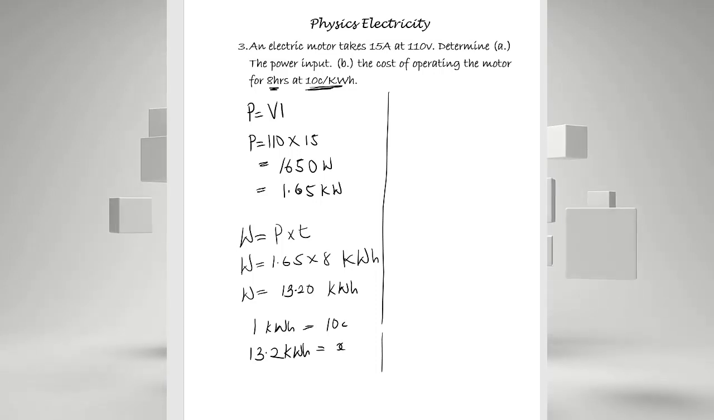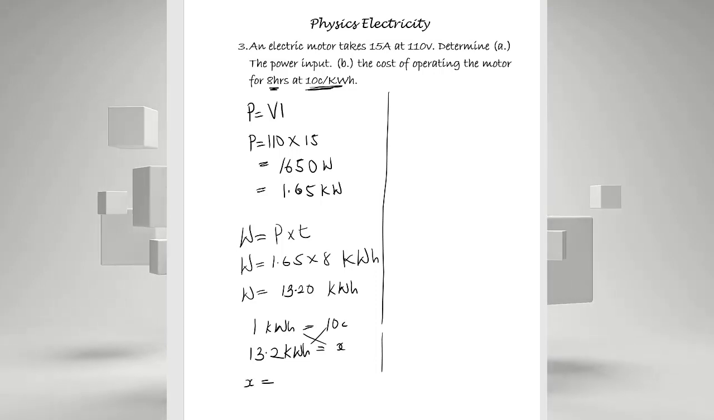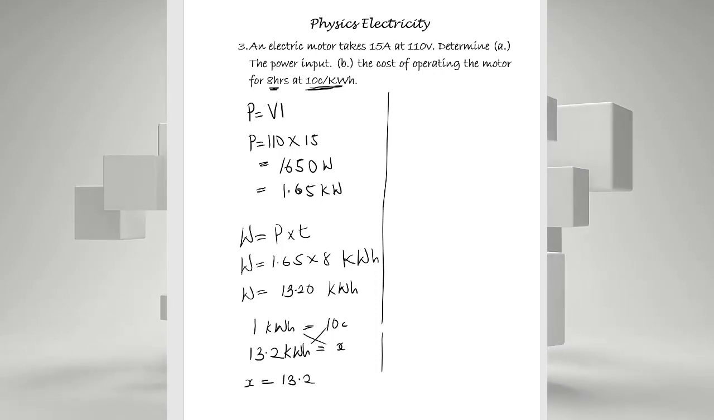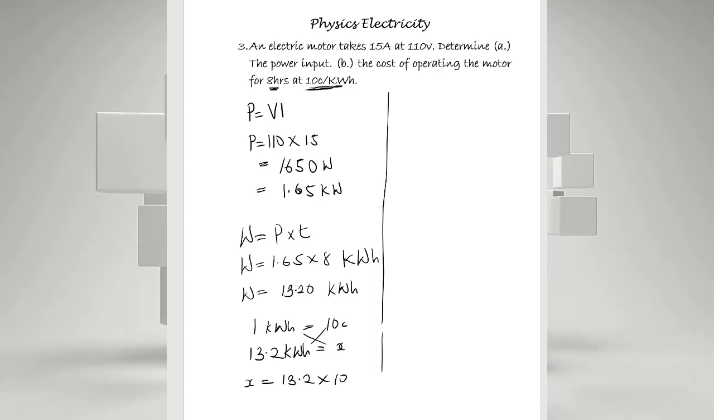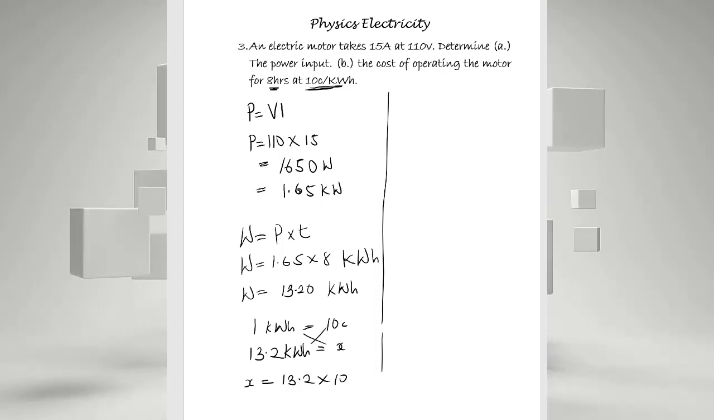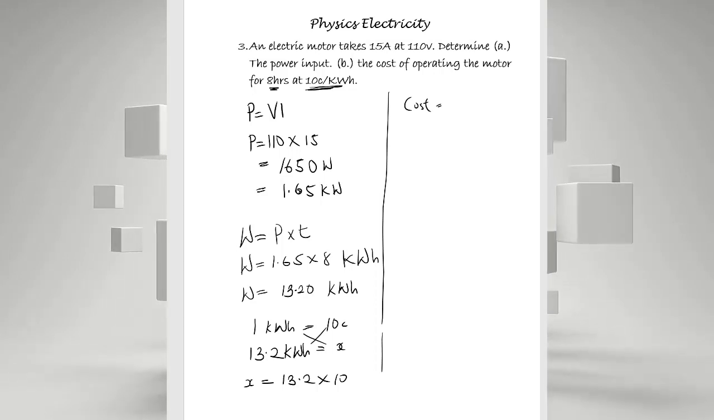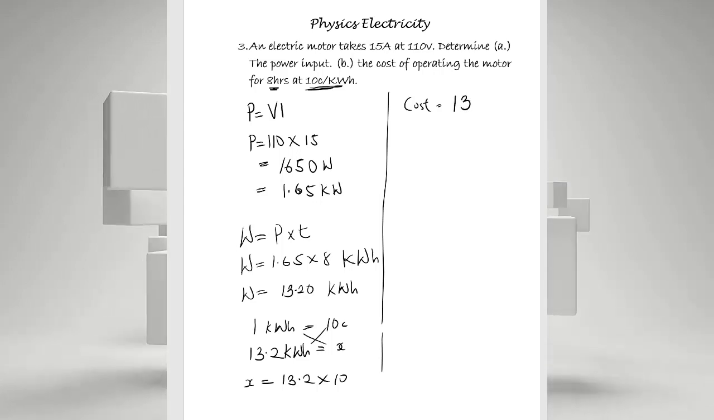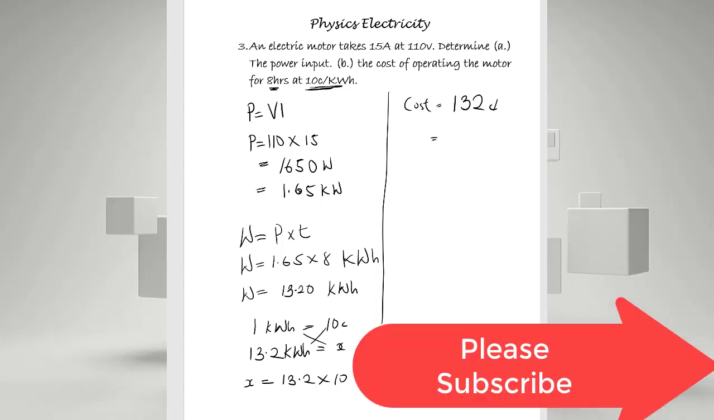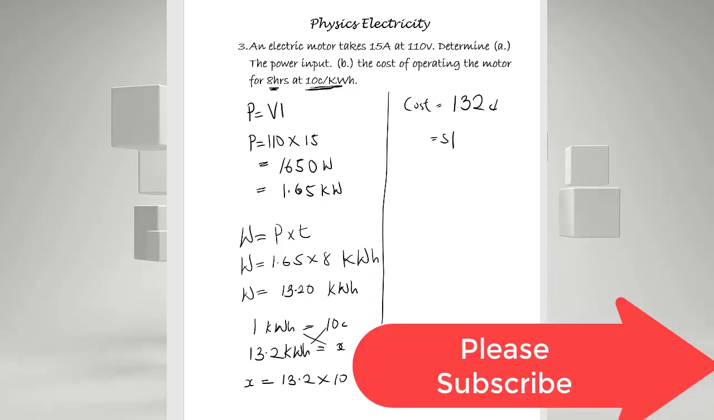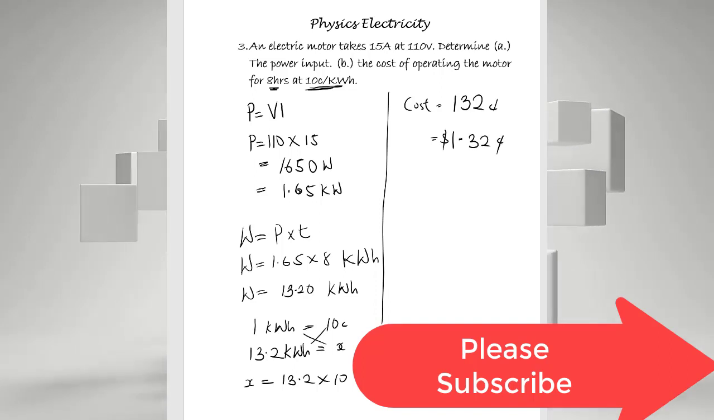We can cross multiply, and then we'll have that X is equal to 10 times 13.2, and that will give us 132 cents. So the cost is equal to 132 cents. We can put that in dollars: 1.32 dollars. That is what it will cost to run the motor for 8 hours.